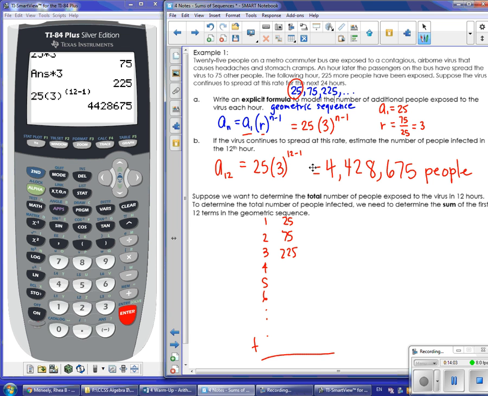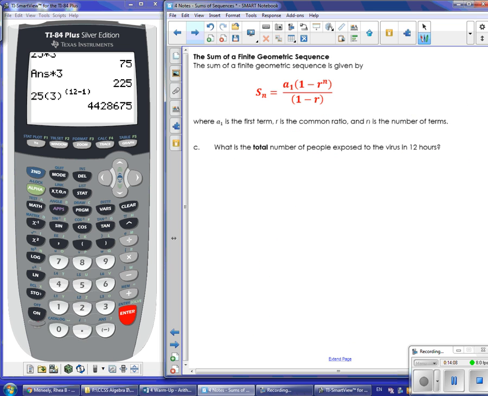There's actually a shortcut. We have a formula that will enable us to find the sum of a geometric sequence. And this would be a finite sequence. So that means that I'm looking for the first 10 terms, the first 12 terms, or the first 19 terms, or the first 900 terms, but it's a specific number of terms that I'm looking at. And this is the formula.